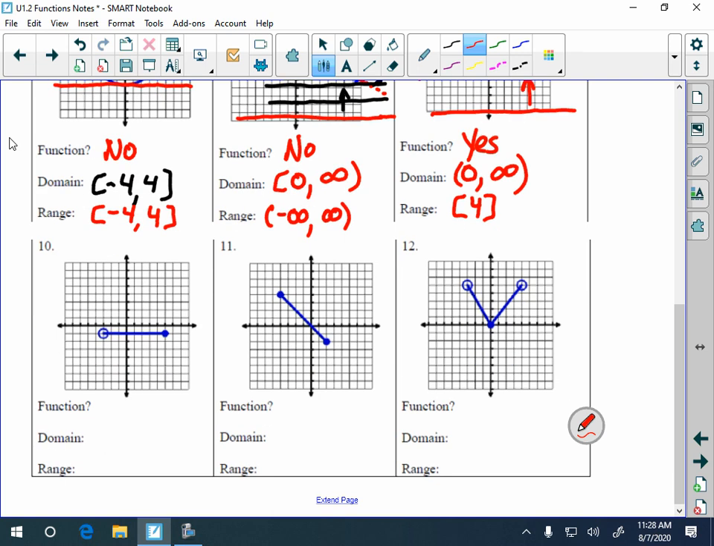All right, number 10. Is this a function? Well, it's just a horizontal line segment. Yes, it is. It will pass the vertical line test.